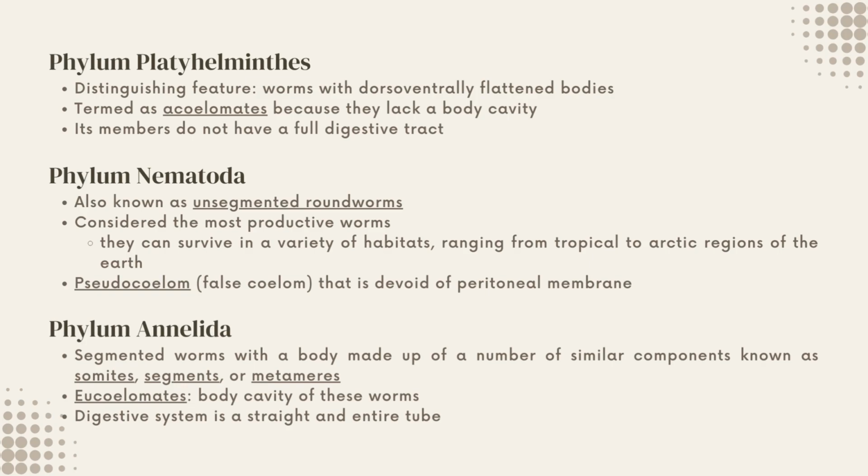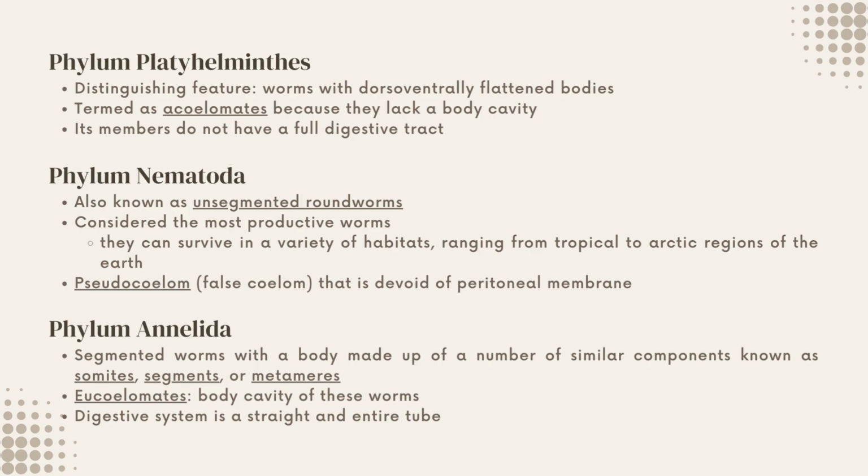Just a brief introduction, the distinguishing feature of the phylum Platyhelminthes is worms that have dorsoventrally flattened bodies. They are termed acoelomates because they lack a body cavity. Only one aperture leads into the digestive tract, hence the members do not have a full digestive tract.